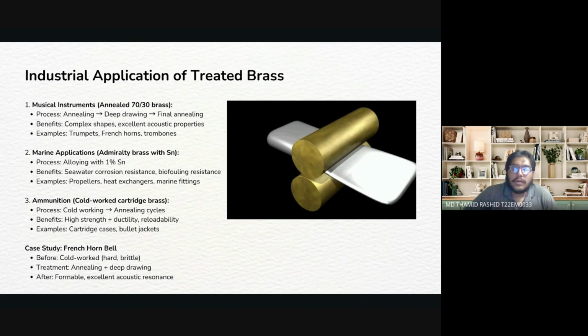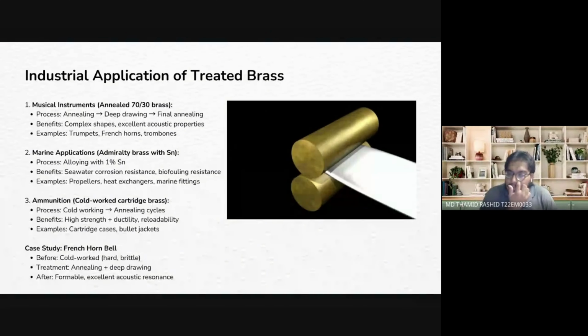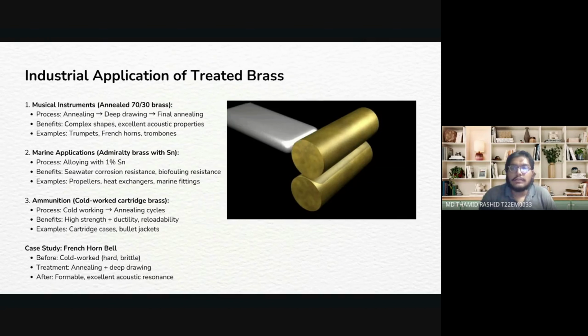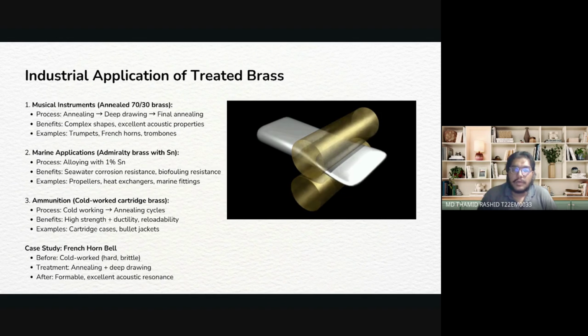Hello everyone, I'm Mohammad Hamid Rashid and today I will be presenting the industrial applications, advantages, and some limitations of treated brass. Brass applications span virtually every industry due to its unique combination of properties.